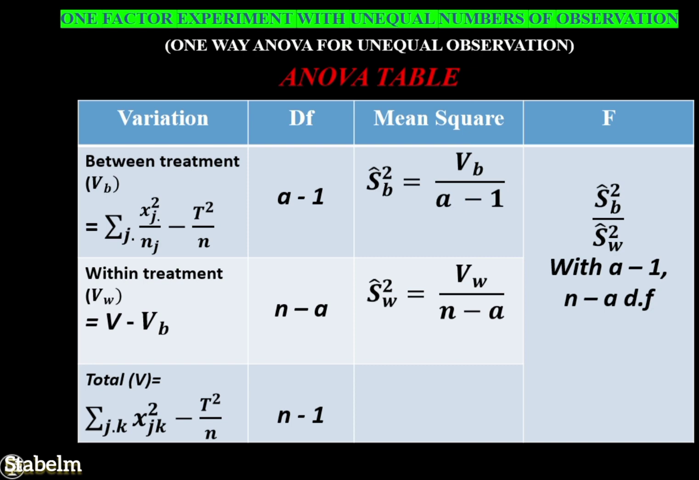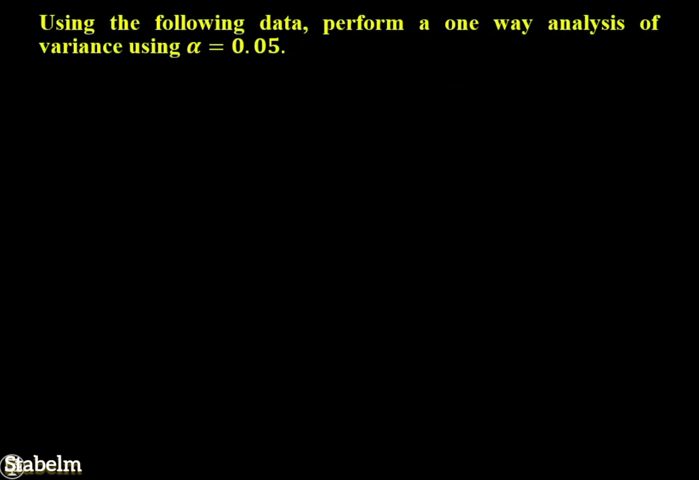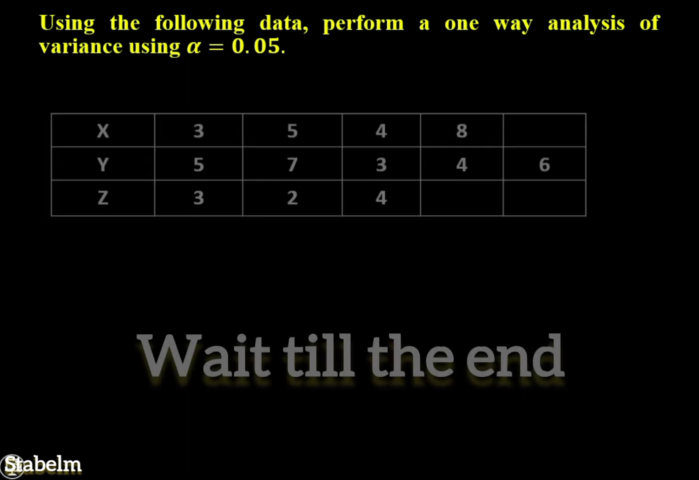Alright, let's look at an example. Using the following data, perform a one-way analysis of variance using alpha equals 0.05. This alpha equals 0.05 is our level of significance. Now this is the table.